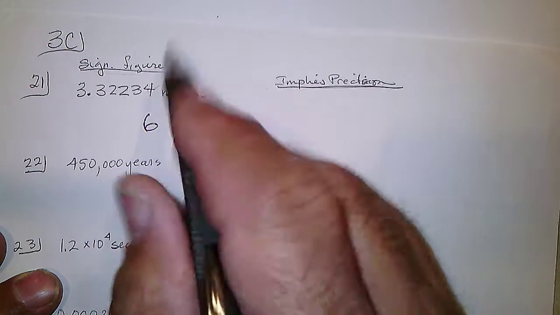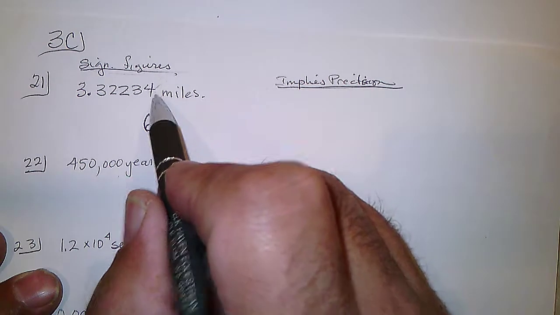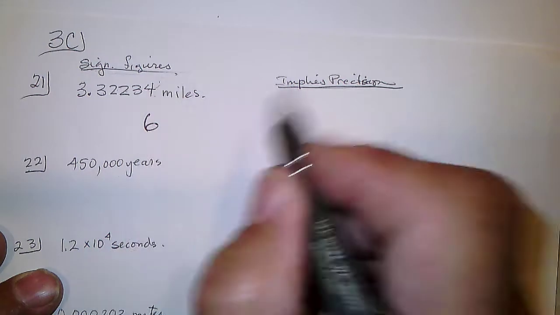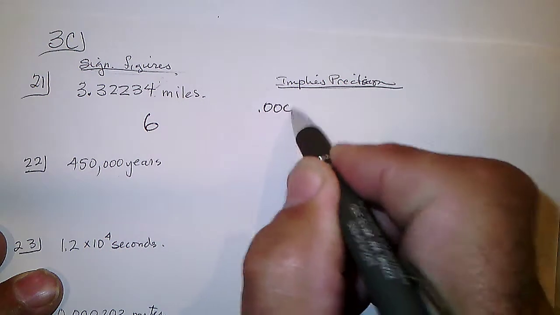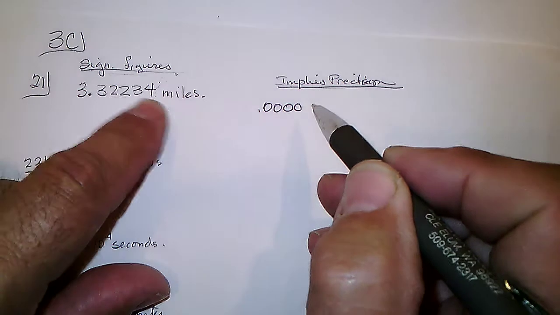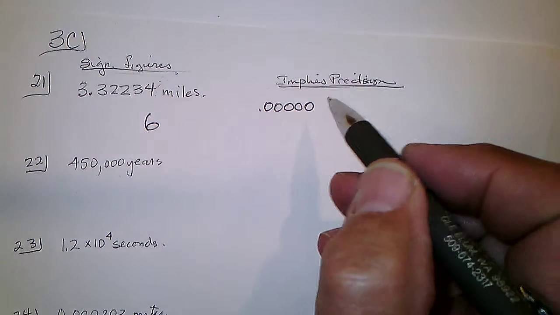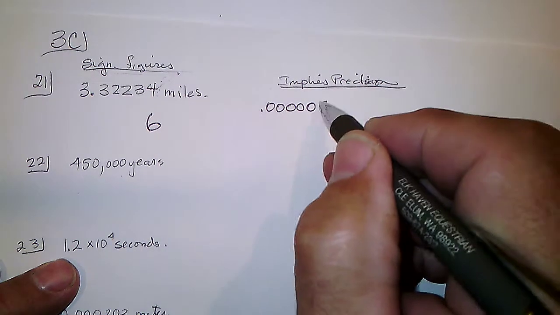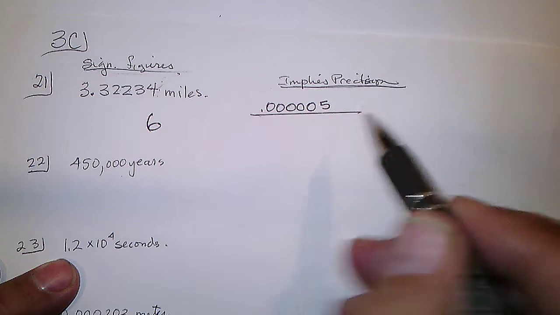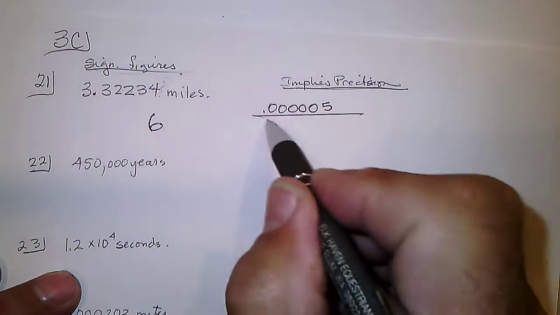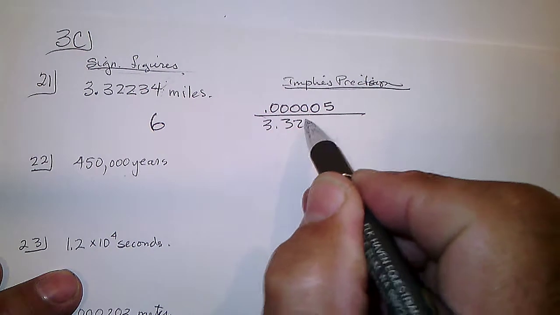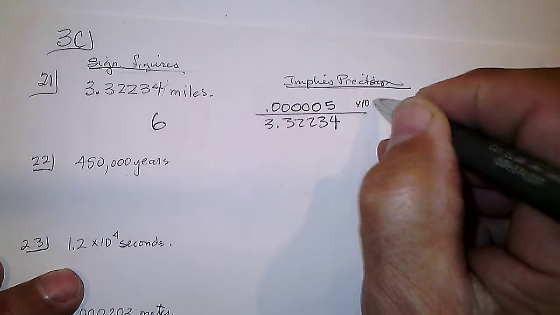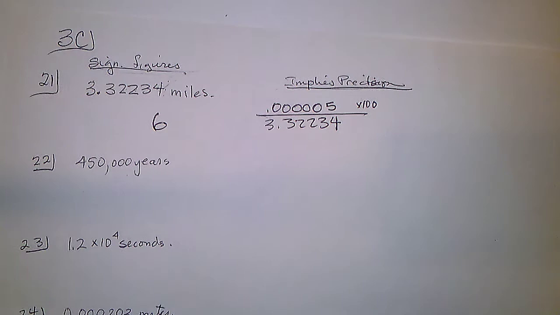The implied precision. The error would be in the next position, so that's 0.00005. Excuse me, 1, 2, 3, 4, 5 zeros, and then the next position over the original number, which is 3.32234, then times 100 to get the percent imprecision.